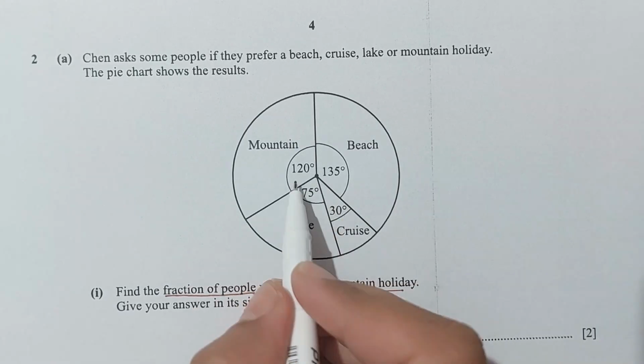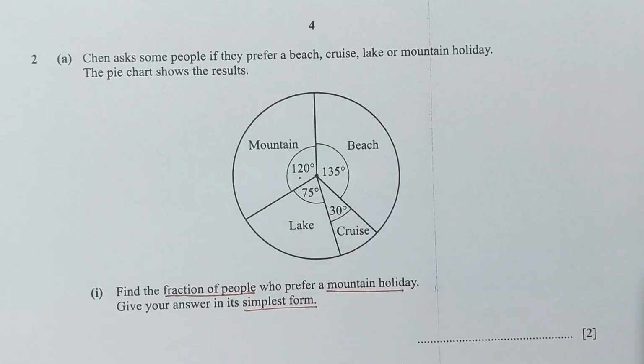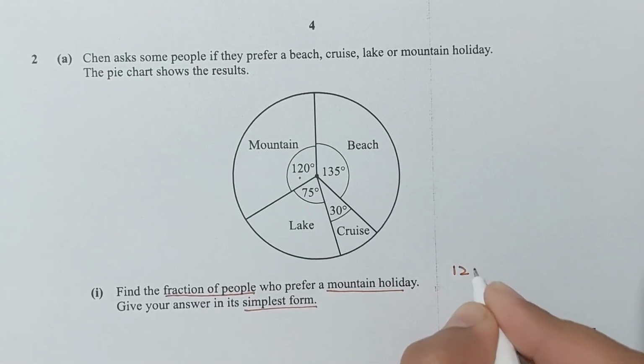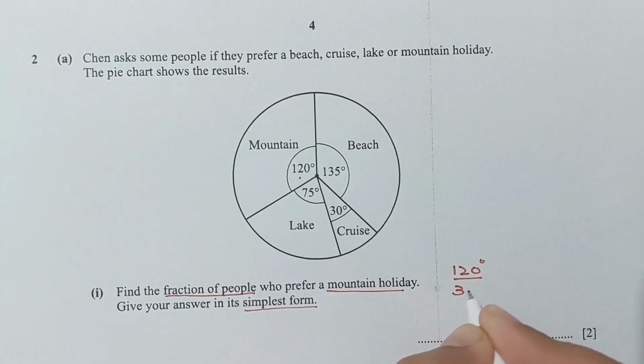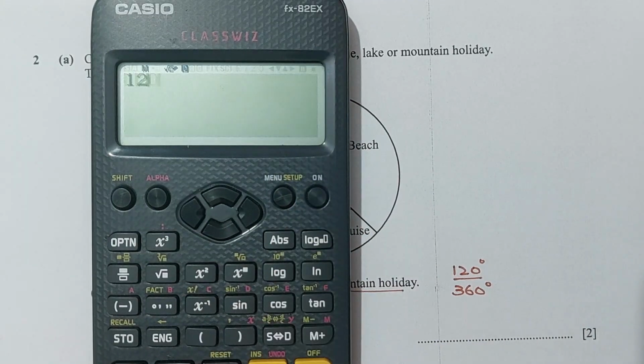The mountain holiday is 120 degrees out of the total 360 degrees. In its simplest form, 120 over 360 would be 1 by 3 as a fraction.